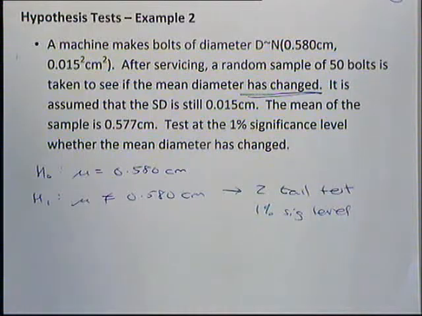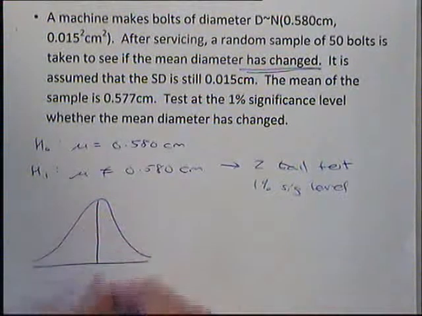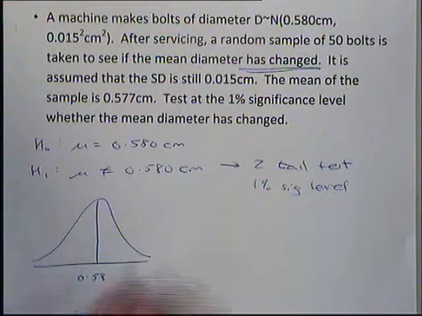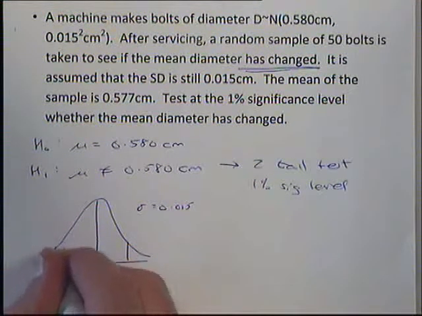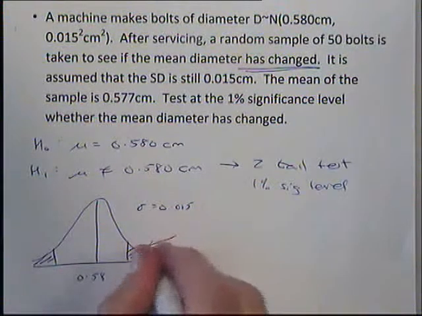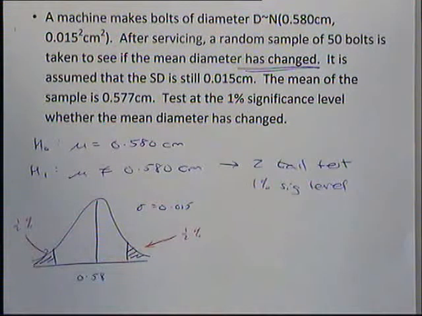So, I would suggest, at least to start with, you do a sketch. It just shows you what's going on here. Under our null hypothesis, we've got a mean of 0.58. We've got a standard deviation of 0.015. A two-tail test, so I'm interested in tails on either side. Now this is symmetric, it's a normal distribution, and I want 1% overall in those shaded areas, which means I want 0.5% in this one, and I want 0.5% in that one. Together they make up my 1%.